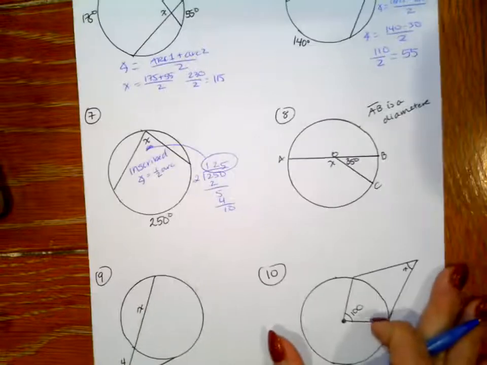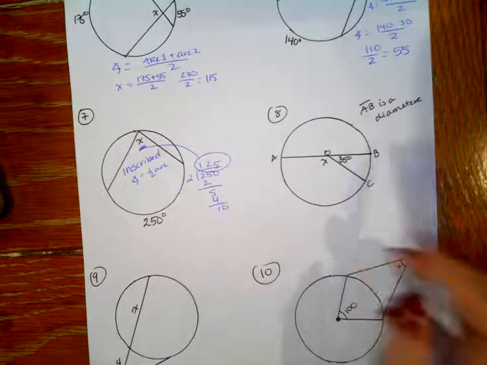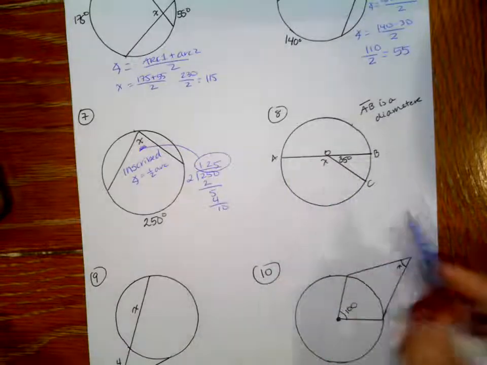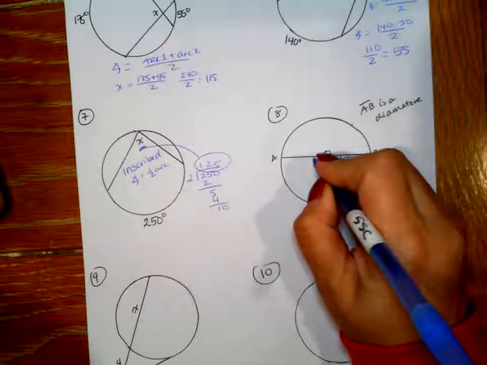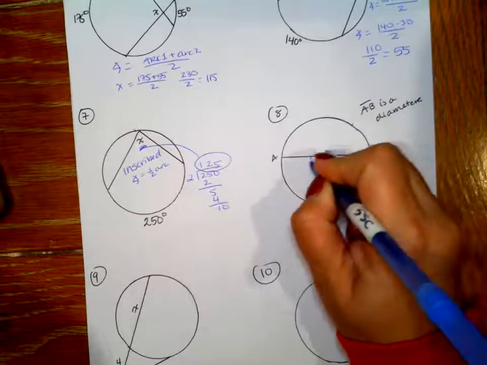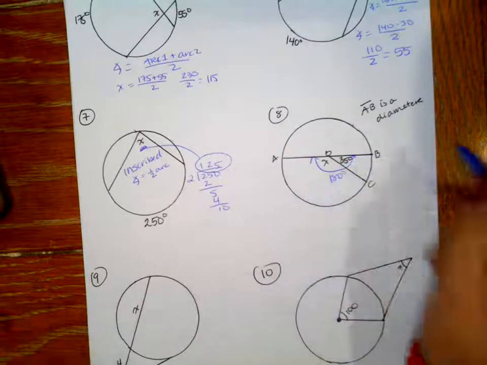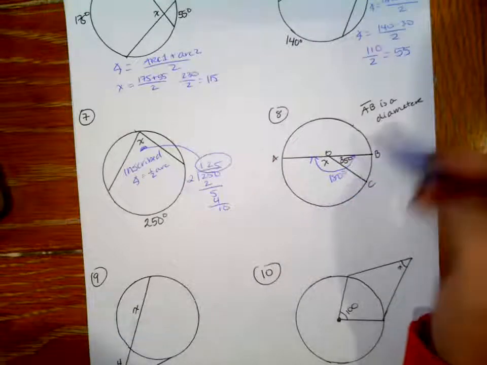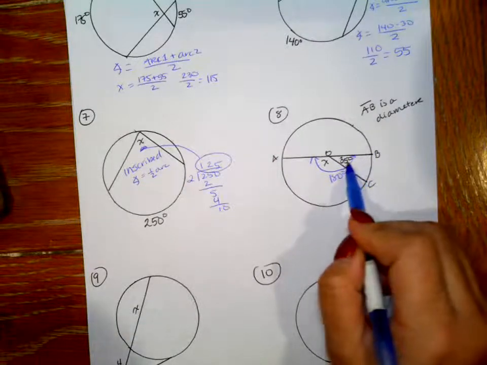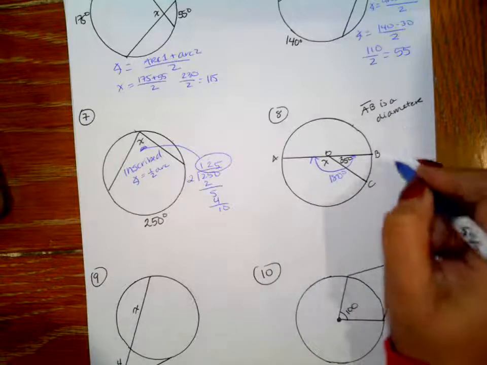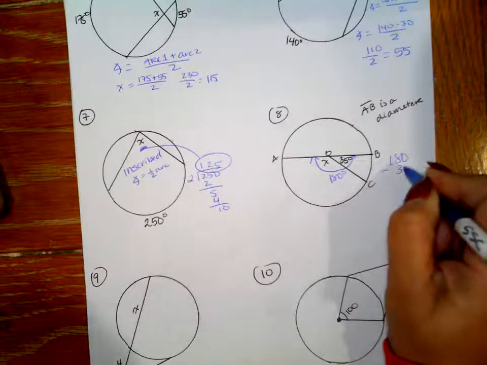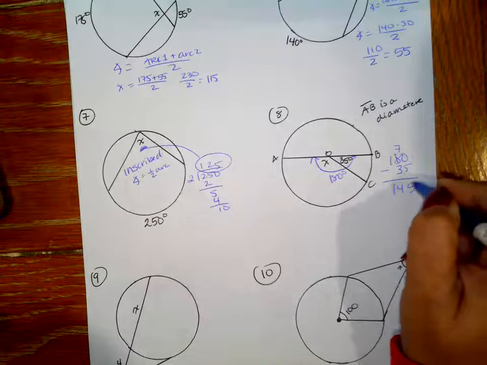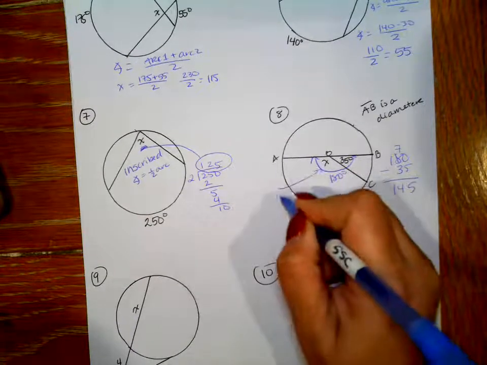Number 8, I wrote that AB is a diameter because my line drawing was a little bit off. But if it's a diameter, it cuts a circle in half. It also means that this whole thing right here has to equal 180 degrees. The whole circle is 360. Half of it is 180. So if this guy is 35, this guy right here is just 180 minus 35, which is going to give me 145. So this guy right here is 145.